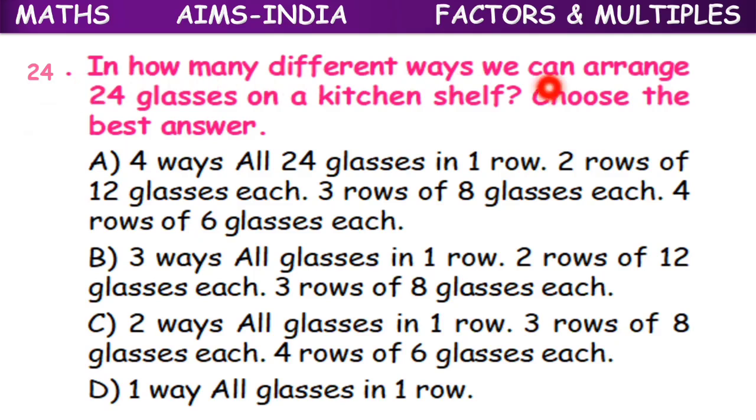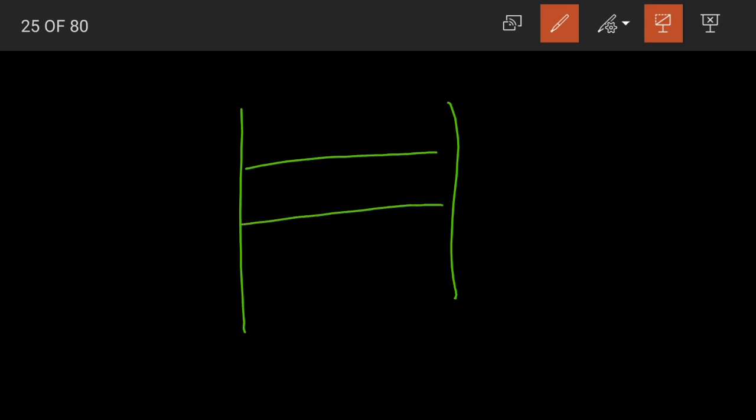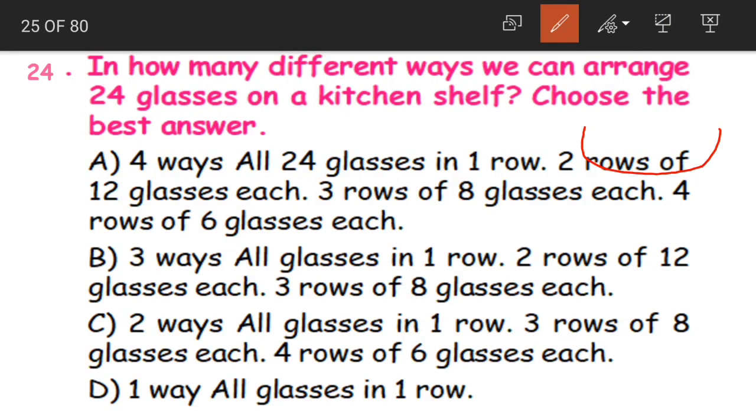Next question 24. In how many ways can we arrange 24 glasses on a kitchen shelf? Choose the best answer. What are they saying? See, on a kitchen shelf, there is one shelf. You know what a shelf is, right? On our wall, we'll be having shelves where we keep all our things. Yes or no? Now there is one shelf and we are having 24 glasses. Now we have to tell in how many ways can we arrange these 24 glasses.